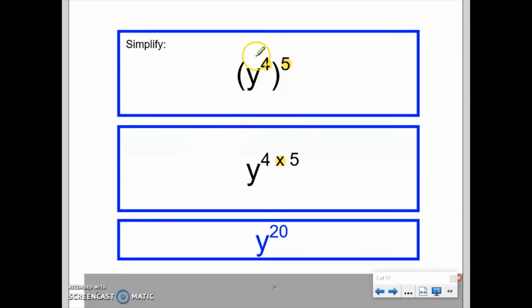We can see why this third law of indices would work if we look at the maths involved, because we've essentially got y to the power of 4, which mathematically is y times y times y times y, 4 times. And then if we had those 4 y's 5 times, we would essentially have 20 y's altogether, which leads us to doing the multiplication, which leads us to y to the power of 20.